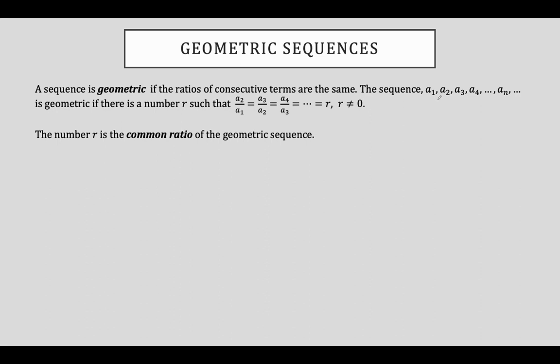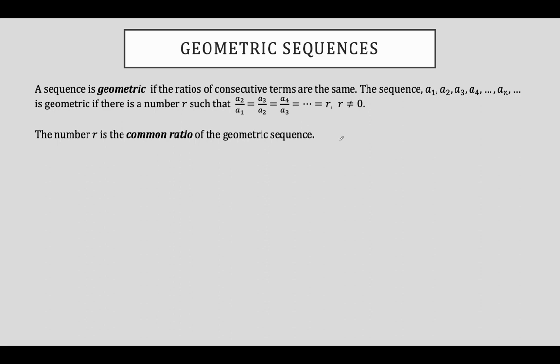The sequence a1, a2, a3, a4, ..., an, ... is geometric if there is a number r such that a2 divided by a1 is equal to a3 divided by a2, which is equal to a4 divided by a3, which is equal to any term divided by the previous term, and that is equal to r, where r does not equal 0. The number r is known as the common ratio of the geometric sequence.